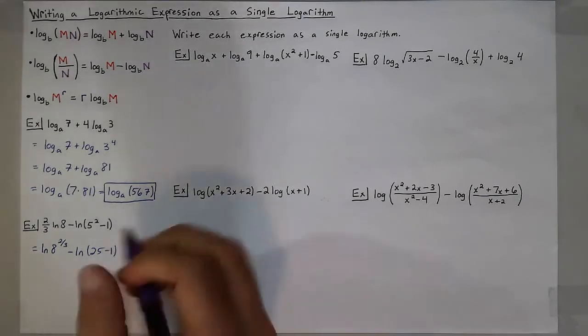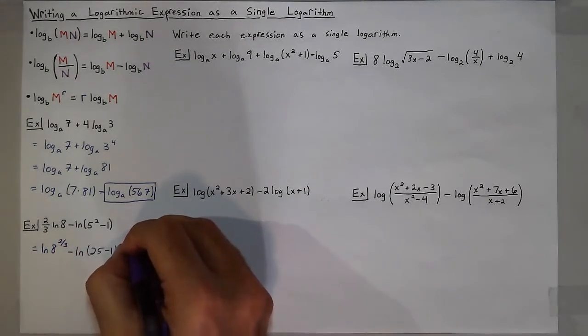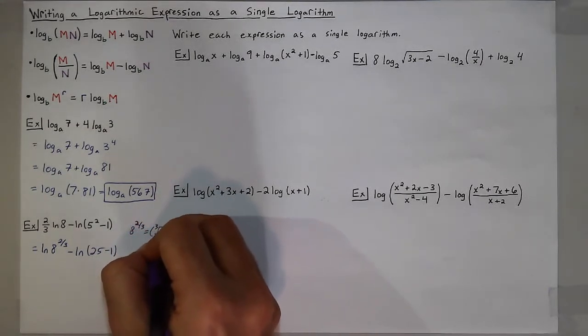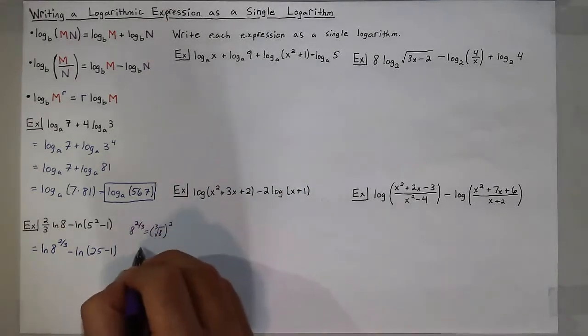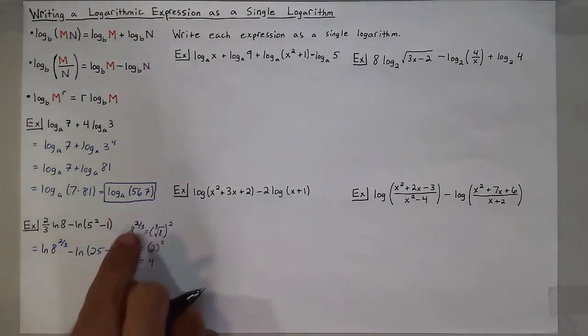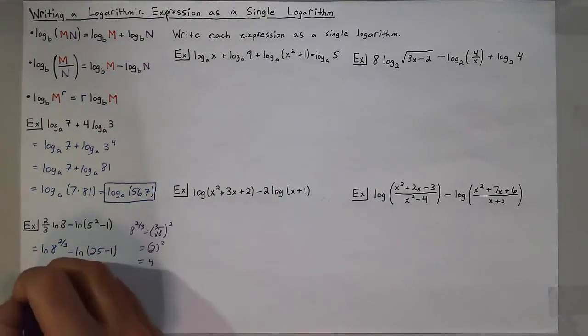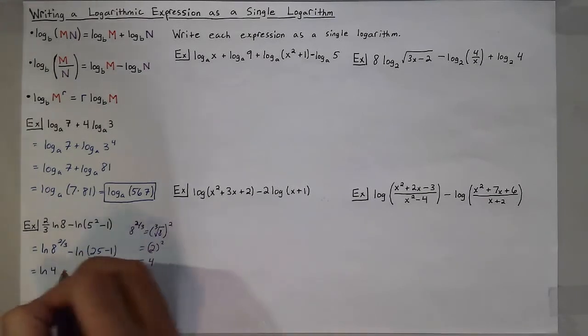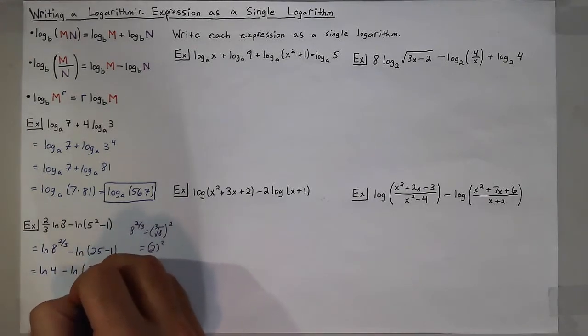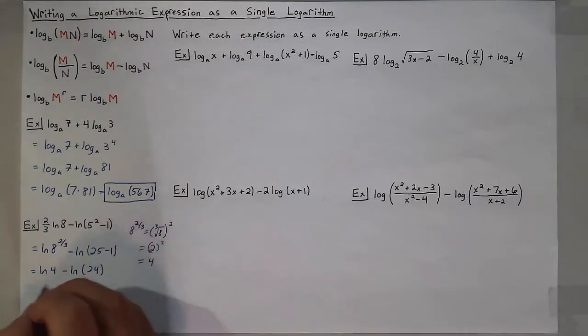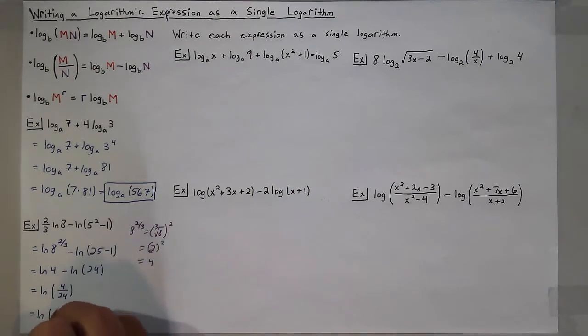Now, if you've forgotten how to take care of rational exponents, 8 to the 2/3 power is also known as the cube root of 8, then raised to the second. The cube root of 8 being 2, and 2 squared being 4, makes this 8 to the 2/3 equal to 4. So I can write this as natural log of 4 minus the natural log of 24. And since I'm subtracting these two logs, I can use that middle property to get the natural log of 4 over 24, which simplifies to be the natural log of 1/6.